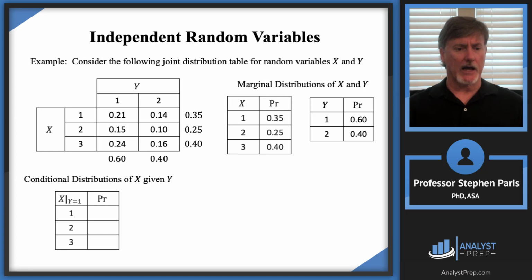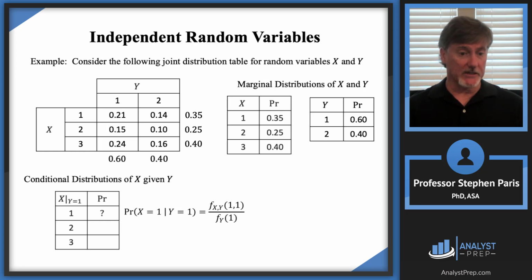So for instance, let me make one up. Let's look at the conditional distribution of cap X given that cap Y equals 1. I just picked one. Cap Y equals 1. So now what are these probabilities then? What are the conditional probabilities that are going to give me the values that define the conditional distribution?